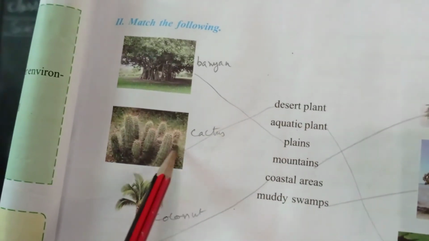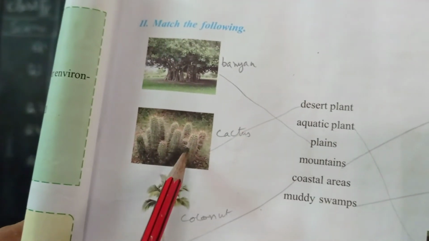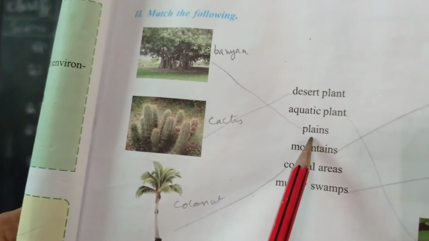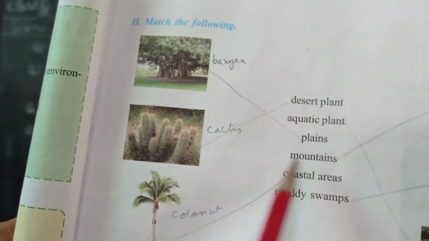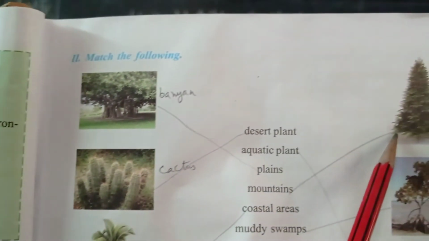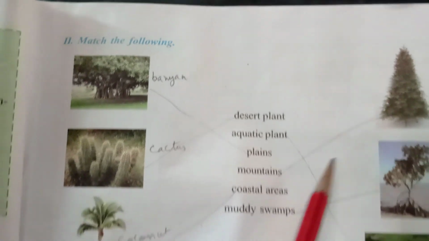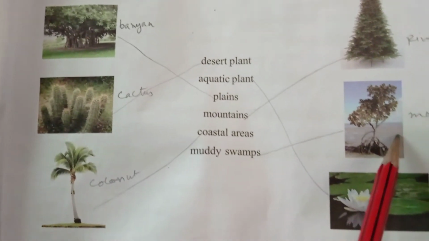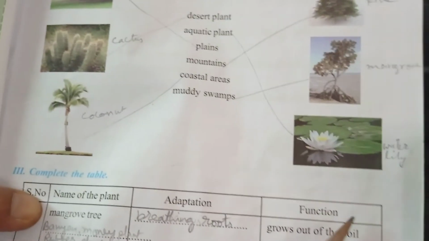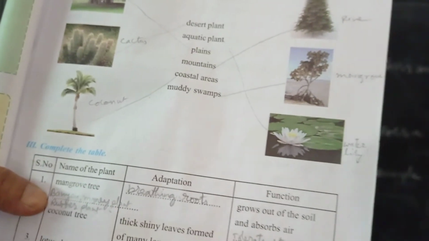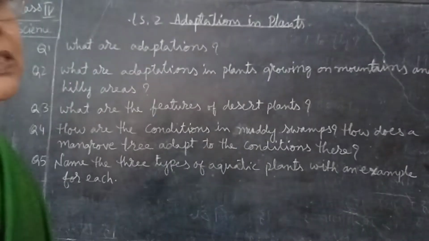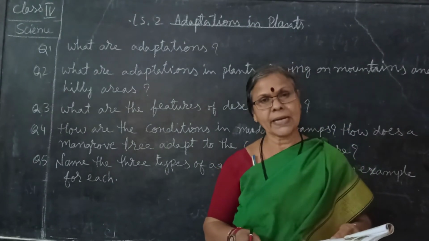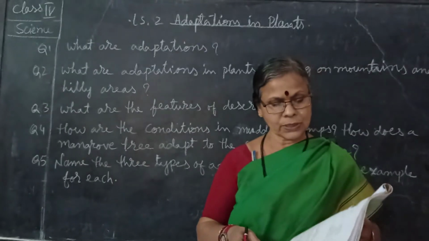See, desert plant, cactus, give the example. Then aquatic plants, water lily; plains, banyan tree; mountainous, pine, see the pine; and coastal areas, coconut tree; muddy swamps, mangrove tree. So like this you can do the match the following. Then name of the plant and adaptations and functions. This you can read and write by yourself for your practice. If you don't do it also, it's okay.